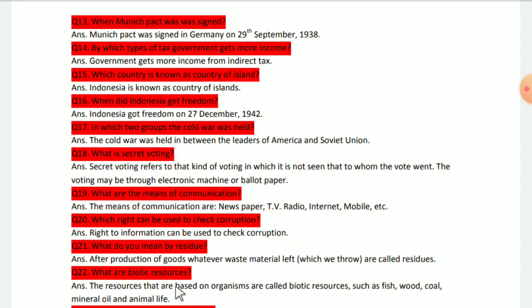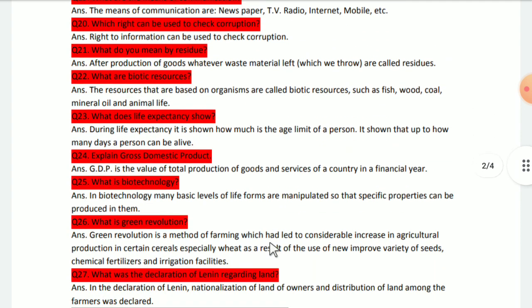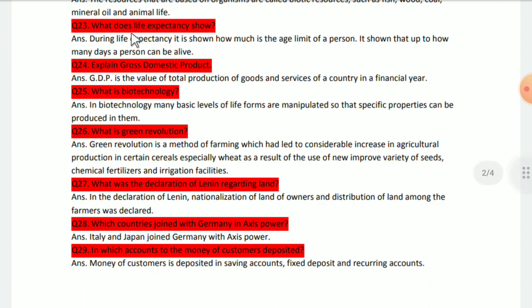What are biotic resources? The resources that are based on organisms are called biotic resources such as fish, wood, coal, mineral oil and animal life. What does life expectancy show? Life expectancy shows how much is the age limit of a person, up to how many days a person can be alive. Explain gross domestic product. GDP or gross domestic product is the value of total production of goods and services of a country in a financial year.